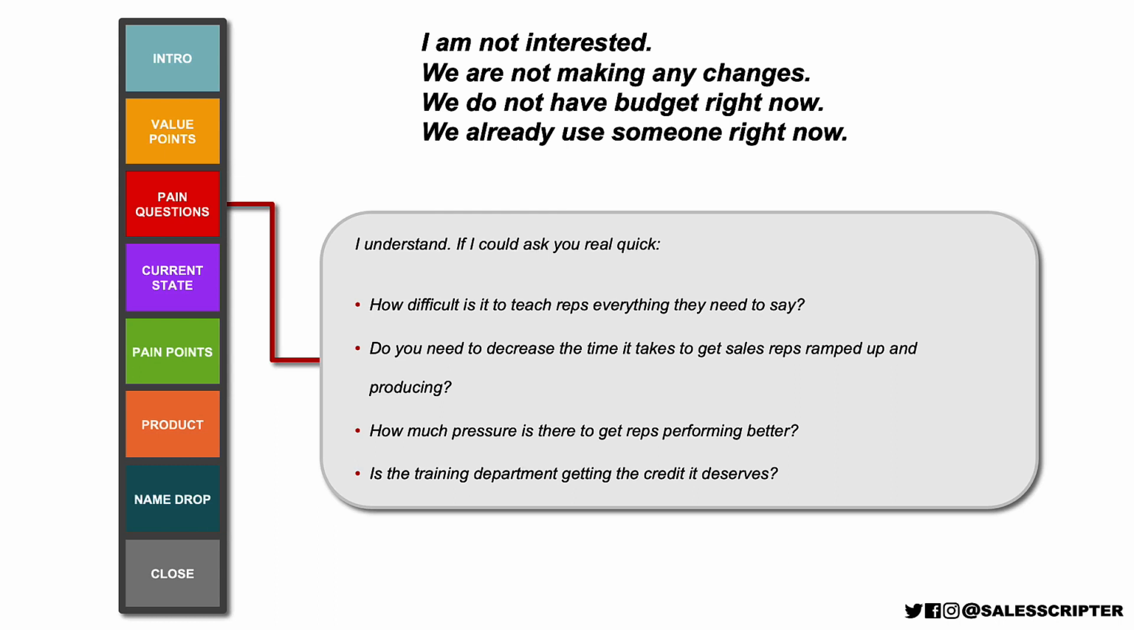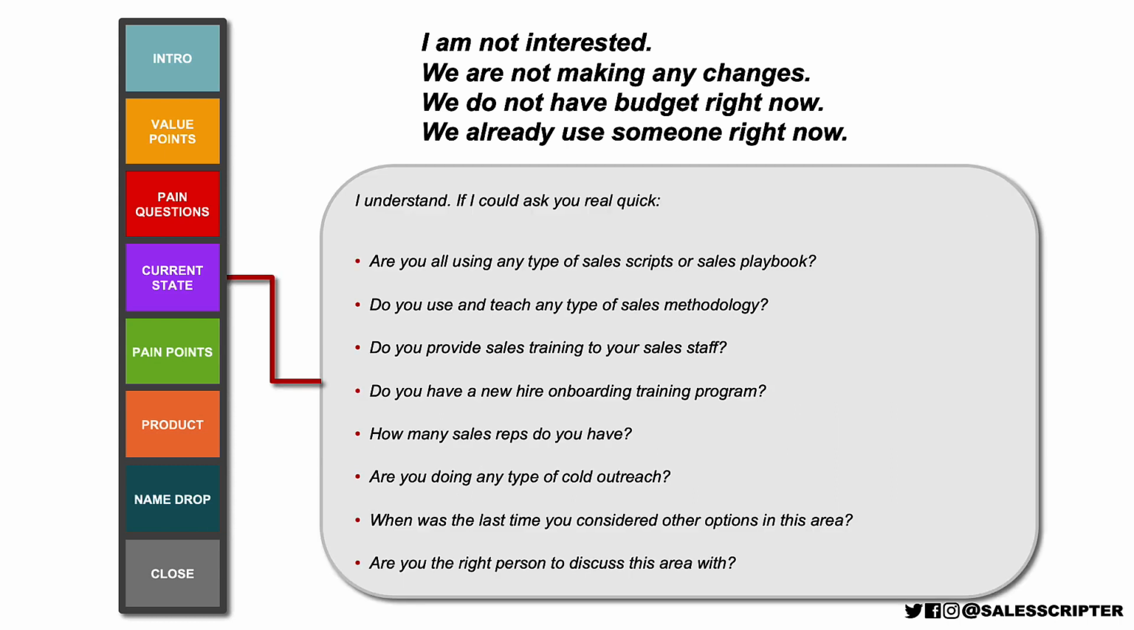If I could ask you real quick, how difficult is it for you to teach reps everything they need to say? Or do you need to decrease the amount of time it takes to get new reps ramped up and trained? Or you could respond to those same objections with a current state question. So if the prospect says, "We're not making any changes right now," "Oh, yeah, I understand. If I could ask you real quick, are you guys using any type of sales scripts or sales playbook today?"